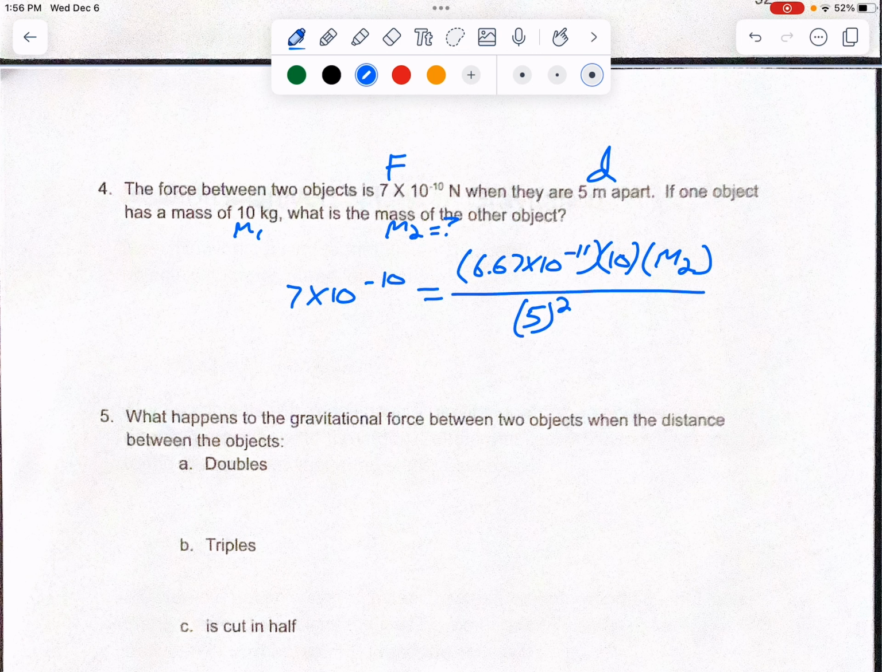Mathematically, what you're doing is looking for M2. So the first step I would do is multiply both sides by 25, which is 5 squared, to get that off the bottom.